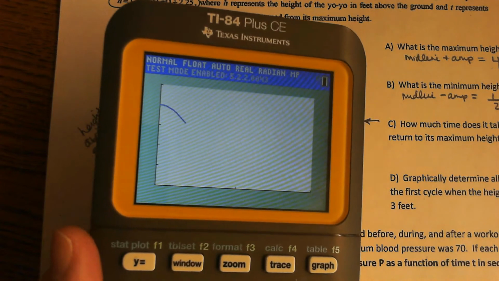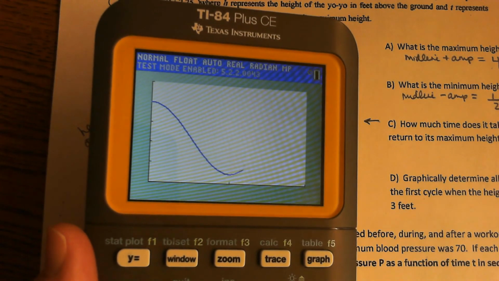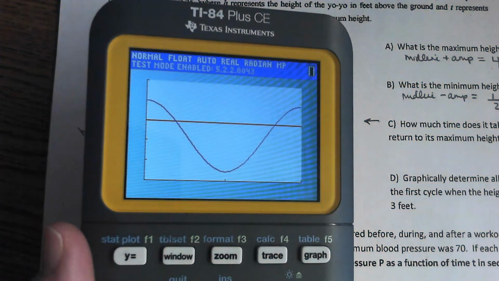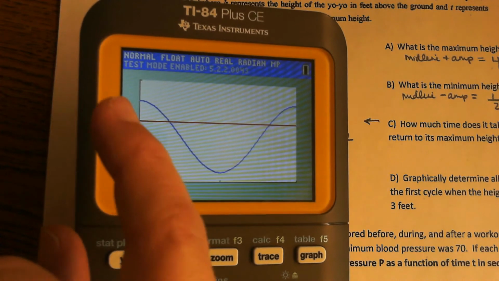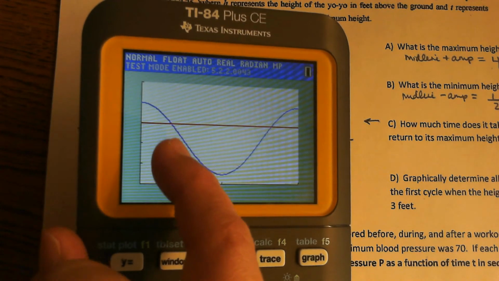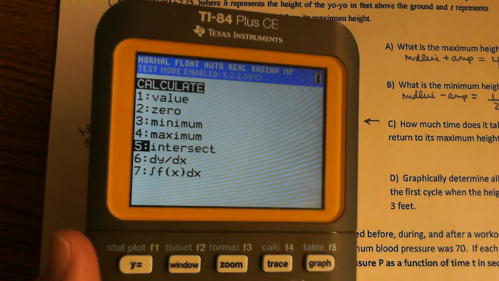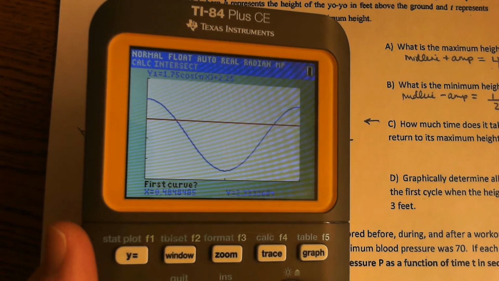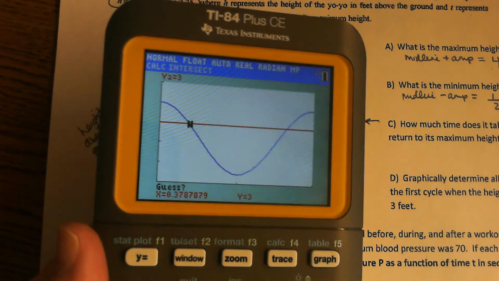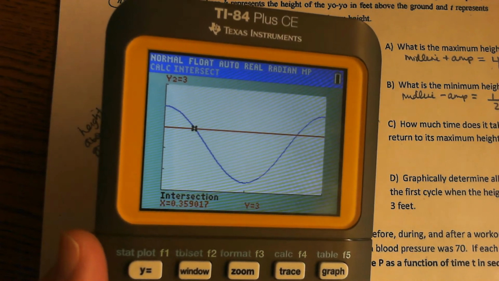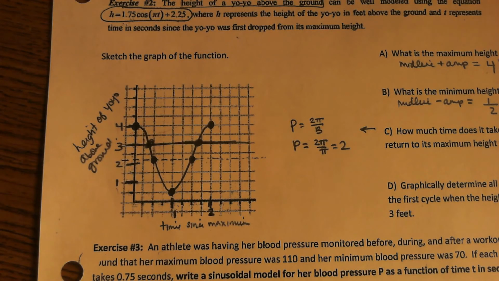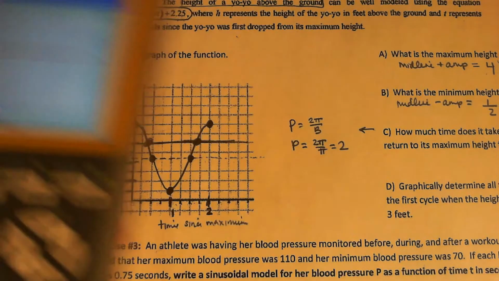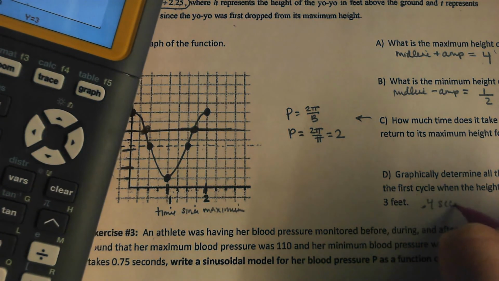So graph that cosine function. There it is, with a nice window, so I see it pretty well. There's my height of 3. Of course, it's going to cross 3 feet on its way down. Second trace intersect will tell us when that occurred. Does it say to round? No, we'll go to the nearest 10th. 0.4 seconds in. So 0.4 seconds.